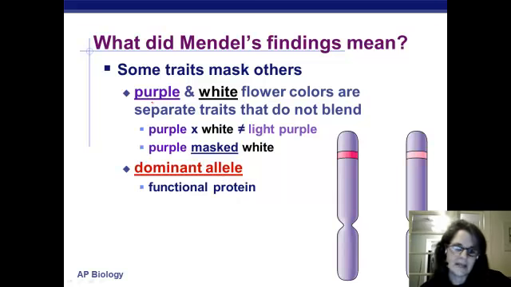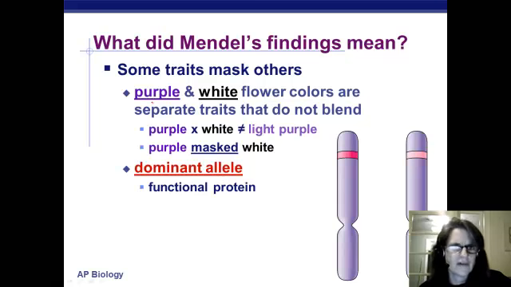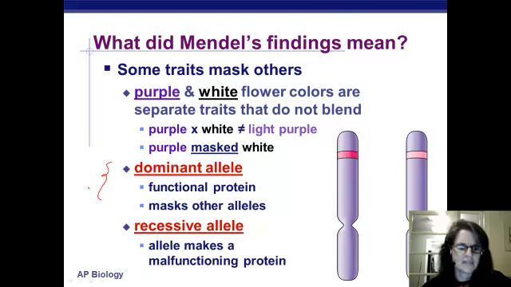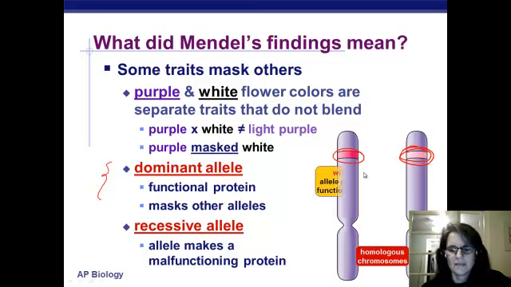Now we know what that means is that the dominant allele often is what is making the functional protein, though this is not always the case. We're going to talk about this later on. The recessive allele very often is making a protein that's not working. For example, in this case, this purple allele is the working protein. This is a broken pigment protein that makes no pigment, hence we see white flowers with that. Okay?